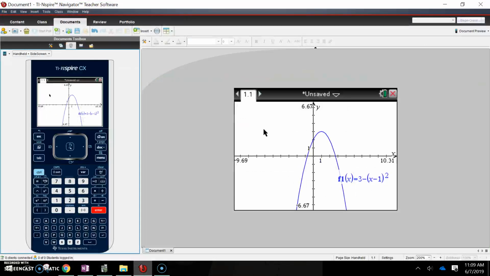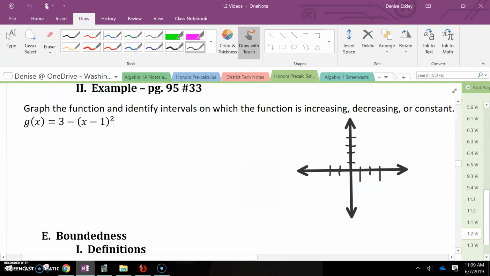So looking at the graph, what we see is we have a parabola. So let's go ahead and graph that. We have a y-intercept at 2. We have a vertex at (1, 3).